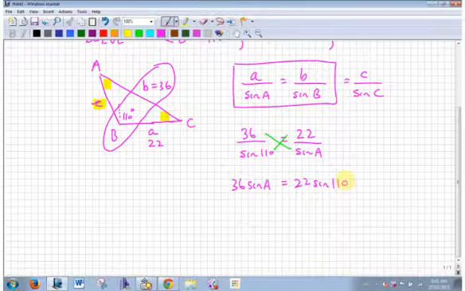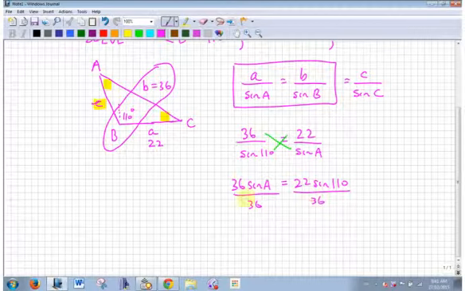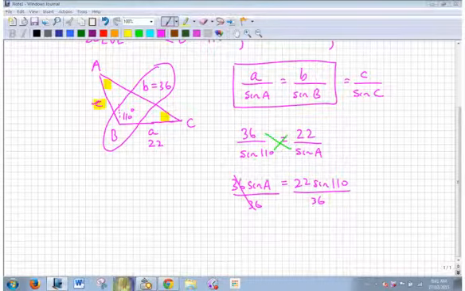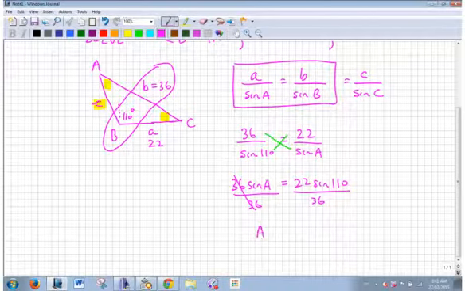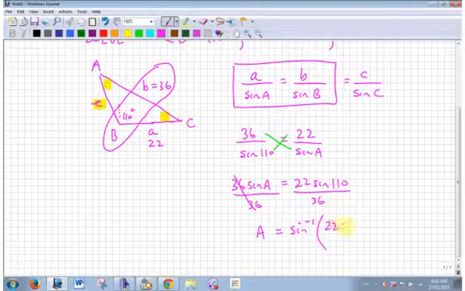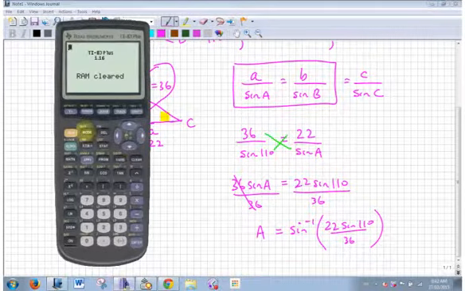Okay, how do I get sine A by itself? How do I get rid of that 36? Divide it away. Whatever you do to one side, do to the other side. So that's the sine of A. Okay, you can make that a number now if you want. But hopefully we get kind of good and we can just go, to get A, I take the inverse sine. Second function button on my calculator, and that'll be angle A, which is what I want.